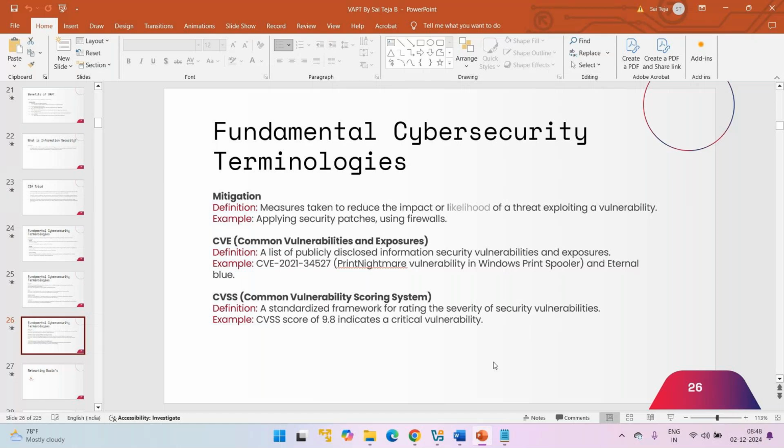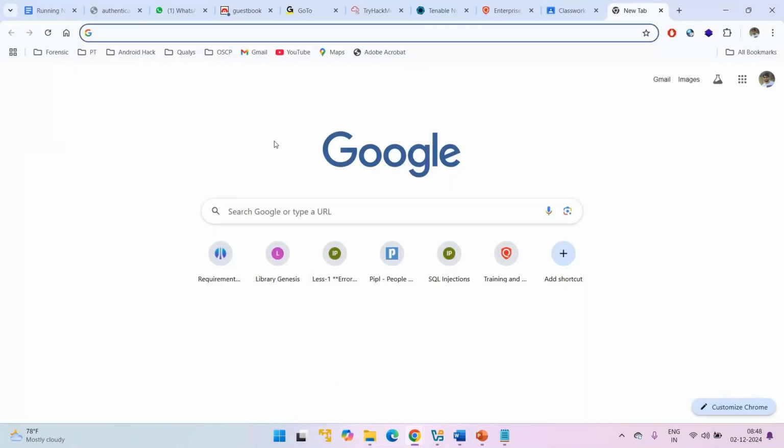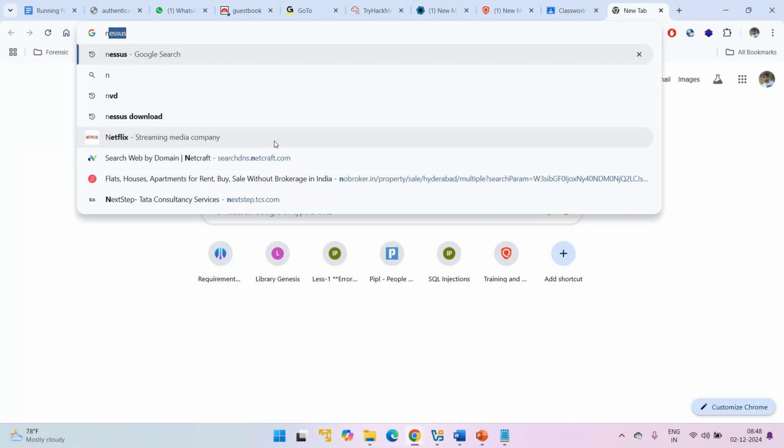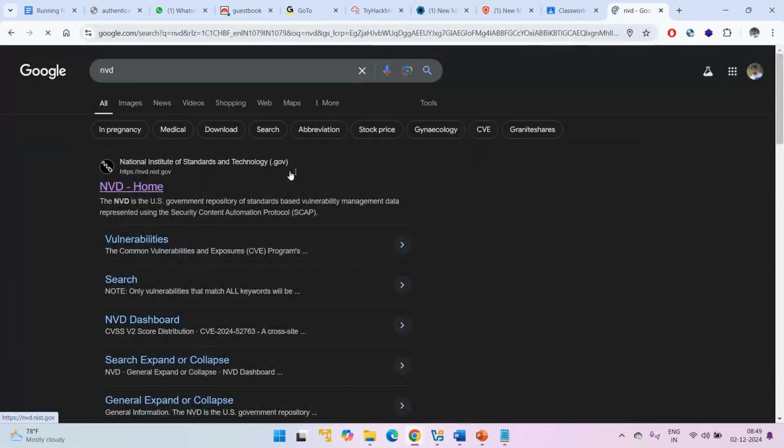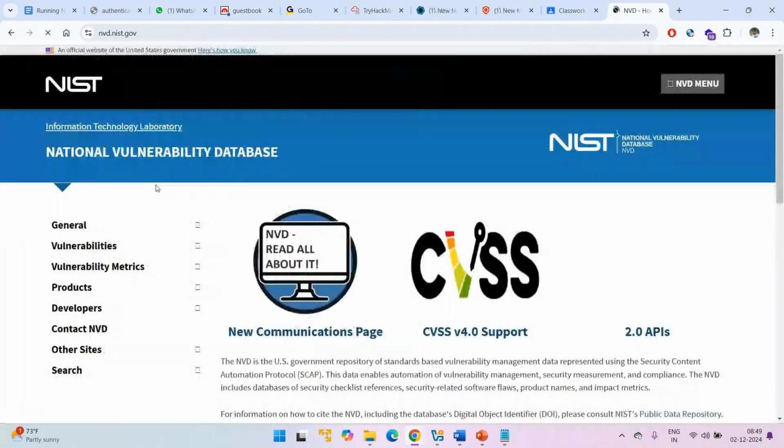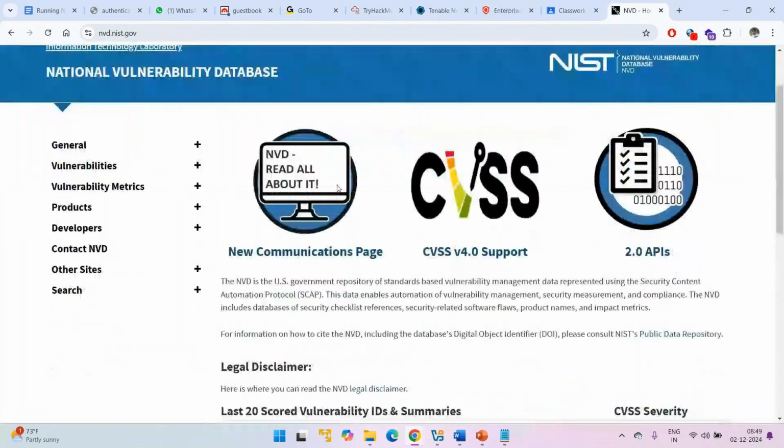Actually, we have vulnerability databases, guys. For example, the NVD, which is the National Vulnerability Database, maintained by the US government. This is for vulnerability management data. All the vulnerabilities which are reported will be saved over here. It's like a repository of all the vulnerabilities, guys. So every vulnerability will have something called a CVE number.